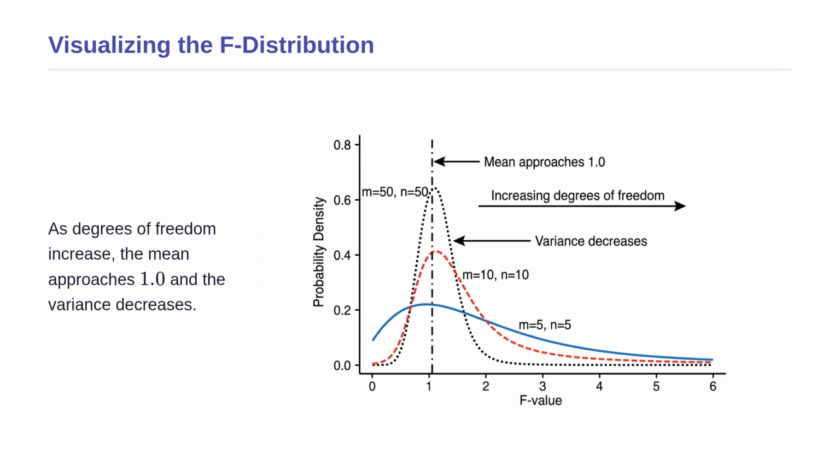As we increase the degrees of freedom to 10, shown by the red dashed curve, and then to 50, shown by the black dotted curve, two physical changes happen. First, the peak of the curve shifts, and the balancing point, or mean, approaches exactly 1.0, marked by the vertical dashed line. Second, the curve gets much taller and skinnier, which perfectly illustrates our variance decreasing. More data means less wobble.